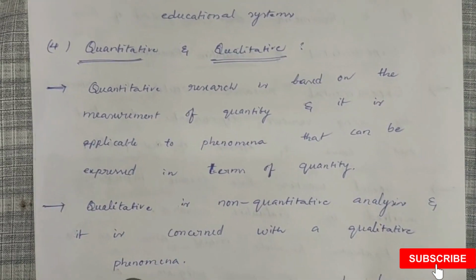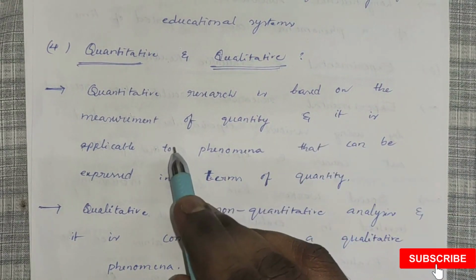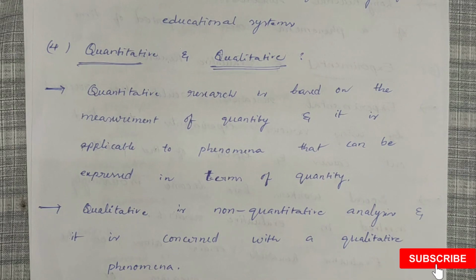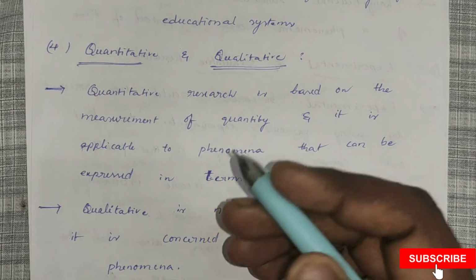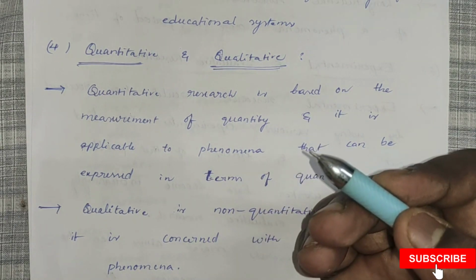Understand? Next, quantitative and qualitative. Quantitative research is based on the measurement of quantity, and it is applicable to phenomena that can be expressed in terms of quantity. This type of research is actually based on the methodological principles of positivism.